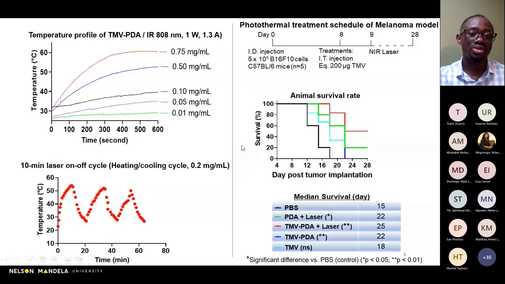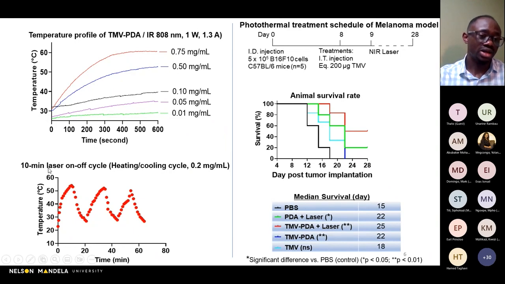To further confirm that we successfully coated TMV with polydopamine, we conducted photothermal conversion studies using near-infrared light, 808 nanometers. We were able to see that the local temperature of the solution increases as the concentration of the particles increases. So it confirms that, indeed, the polydopamine was successfully coated on the surface of the tobacco mosaic virus, and we could have a good photothermal conversion efficiency, which was actually similar to gold particles, even slightly better when you compare, but I'm not showing the data here.